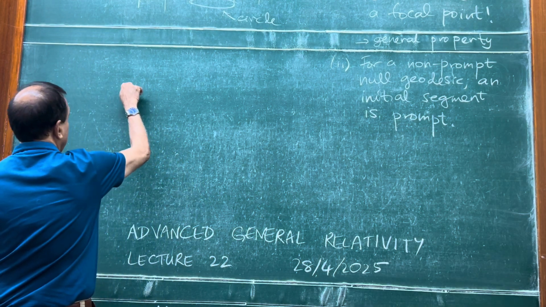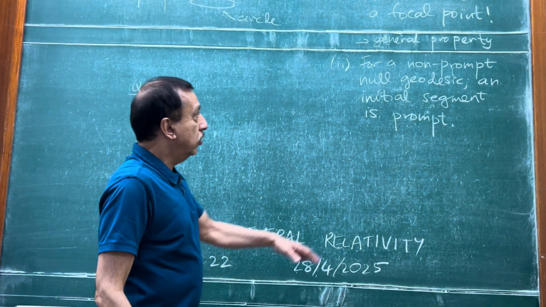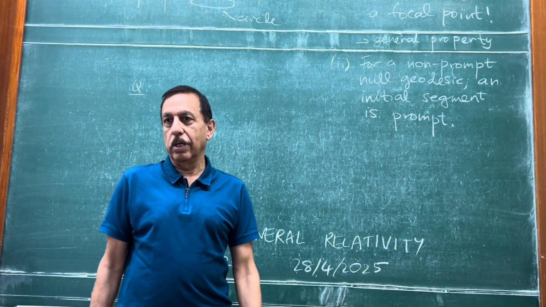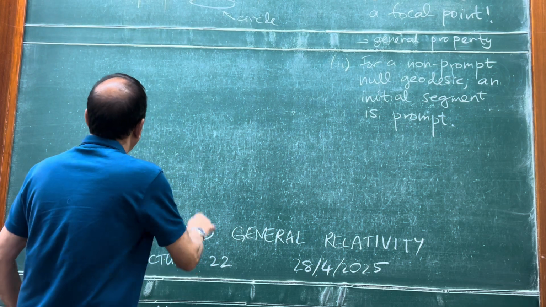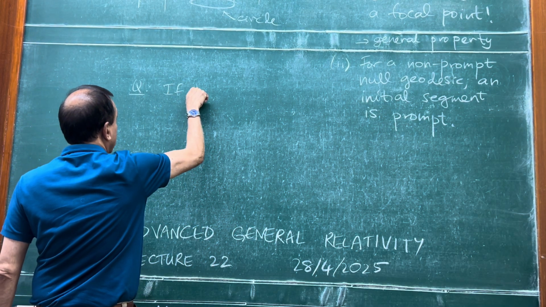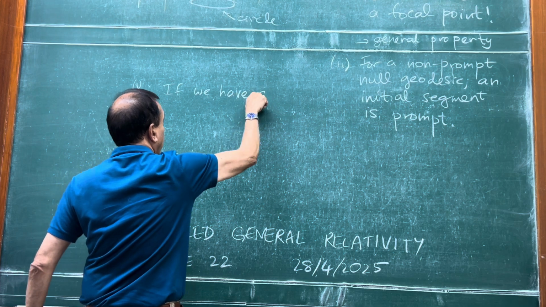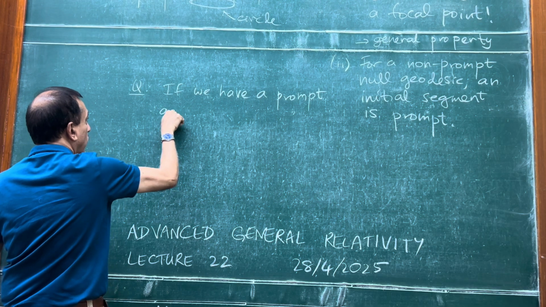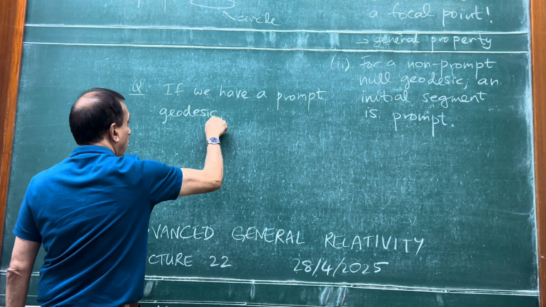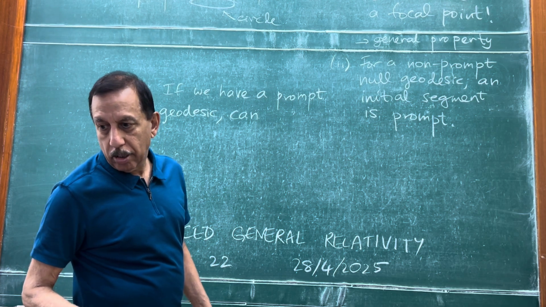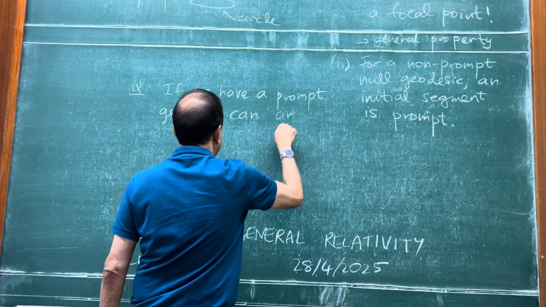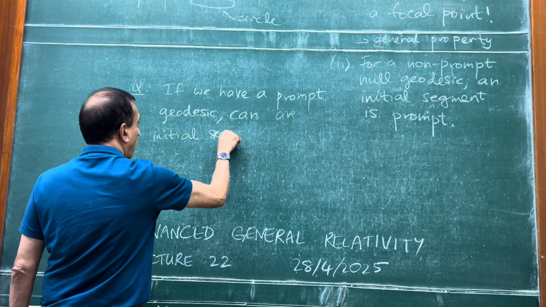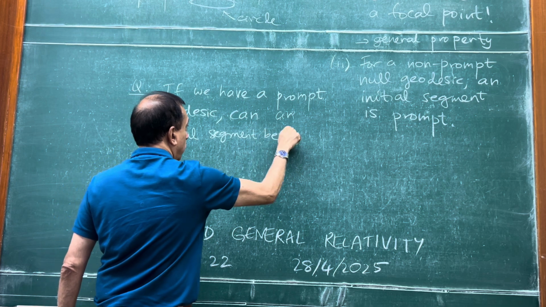Okay, so let's ask a question. There's a converse to this. We said an initial segment of a non-prompt geodesic is always prompt. But supposing we have a prompt geodesic, can an initial segment be non-prompt?